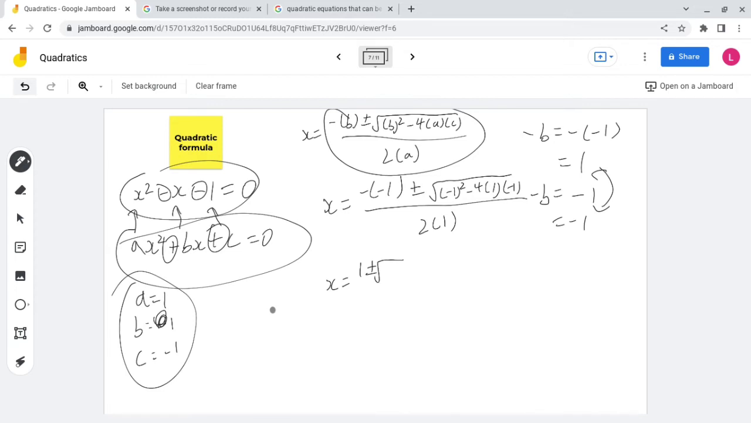square root of (-1) squared, which equals 1. So 1 minus 4 times 1 times -1. So 4 times 1 times -1 is -4, right? And if you minus -4, you get plus 4. So it's 1 plus 4 over 2. Right, so x equals 1 plus square root 5 over 2, or 1 minus square root 5 over 2. Yeah, so that's how you use the quadratic formula.